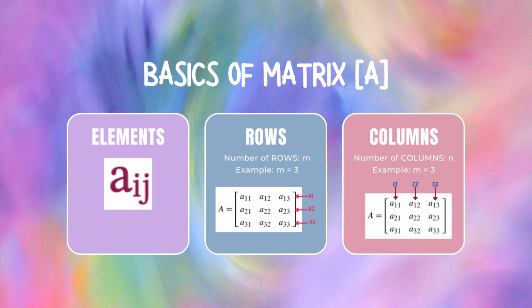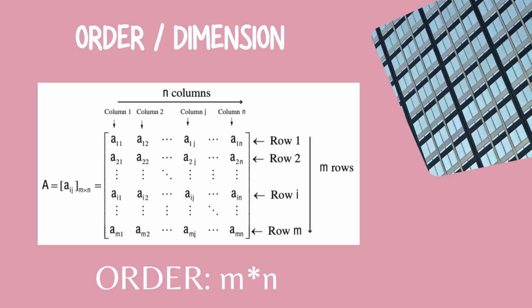That is, we have 3 elements in the first row, 3 elements in the second row and 3 elements in the third row. Similarly, we have 3 elements in the first column, second column and third column as well. So in total, we have 3 rows and 3 columns. So matrices are often referred to by their dimensions, or we may call it order, or we may also refer to it as the size of a matrix.